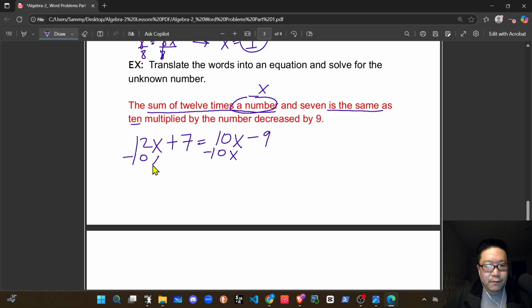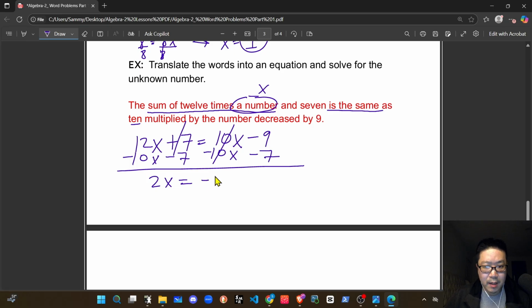Now we can just solve for x. So subtract 10x from both sides, and we're going to subtract 7 from both sides. So when we do that, we get 2x equals negative 9 and negative 7 is going to be negative 16. Divide both sides by 2, and that will give us x equals negative 8. And that's our answer.